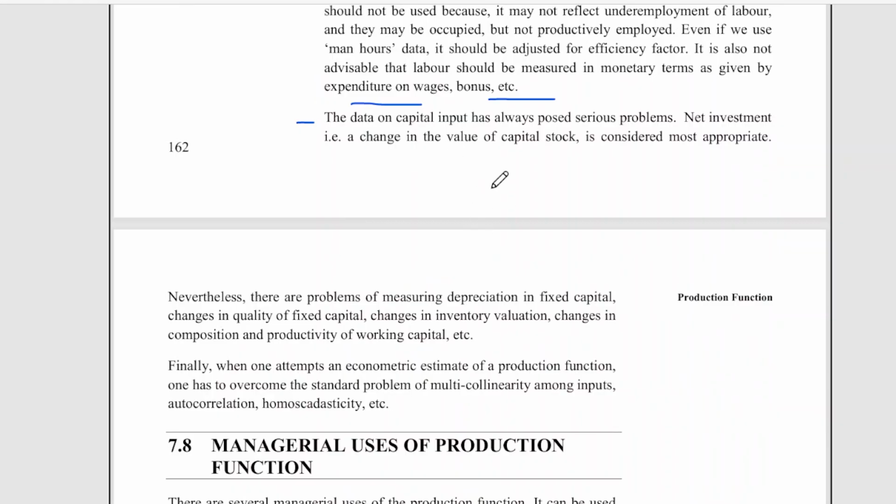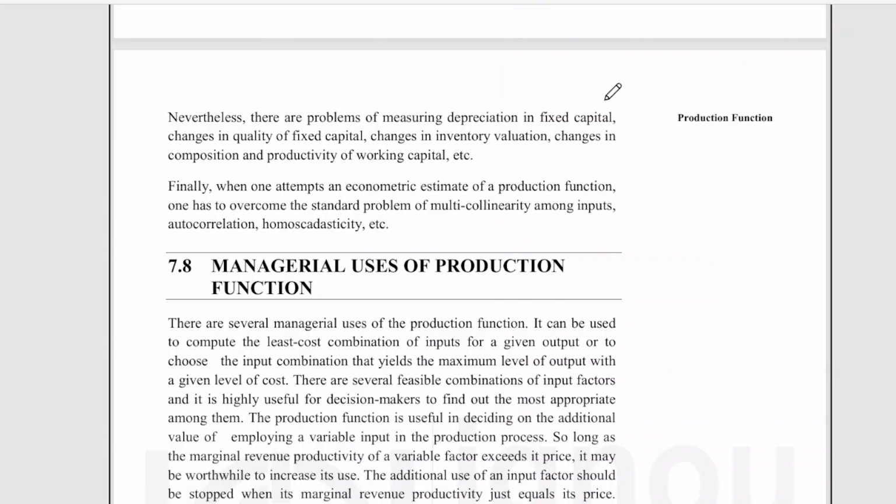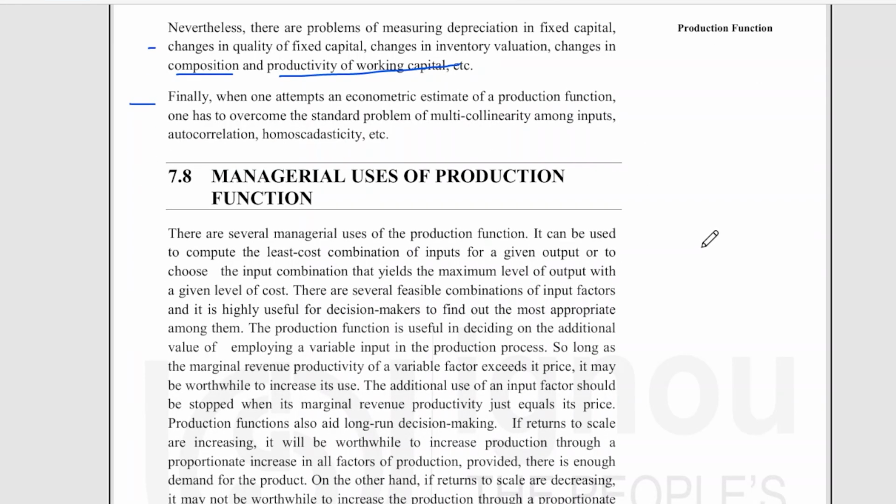And the data on capital input has always posed serious problems. Net investment, a change in the value of capital stock, is considered most appropriate, and nevertheless there are problems of measuring depreciation in fixed capital, changes in quality of fixed capital, changes in inventory valuation, and changes in composition and productivity of working capital, etc. Finally, when one attempts an econometric estimate of the production function, one has to overcome the standard problems of multicollinearity among inputs and autocorrelation, homoscedasticity, etc.